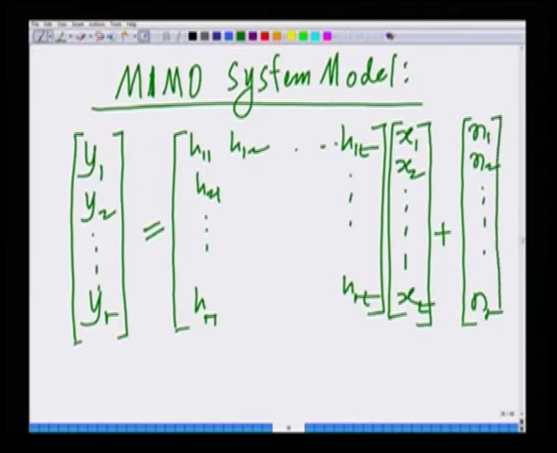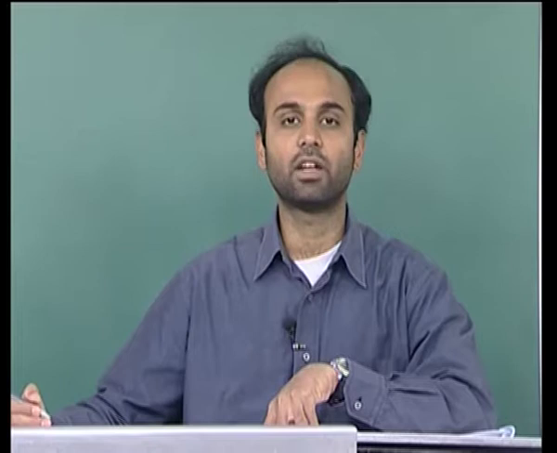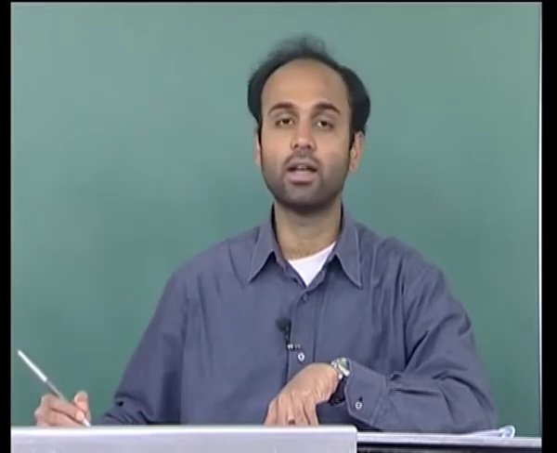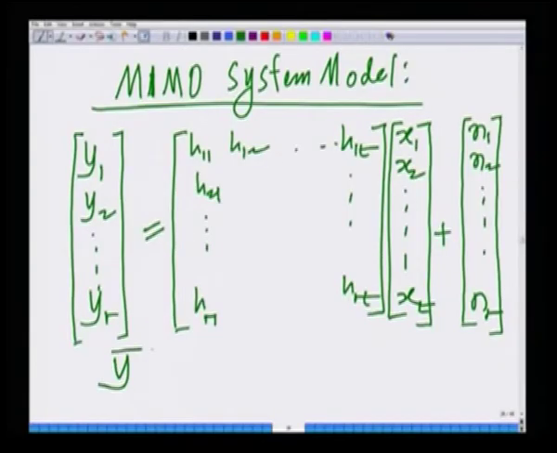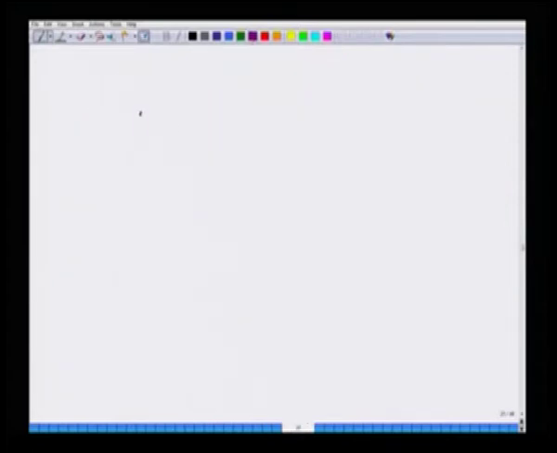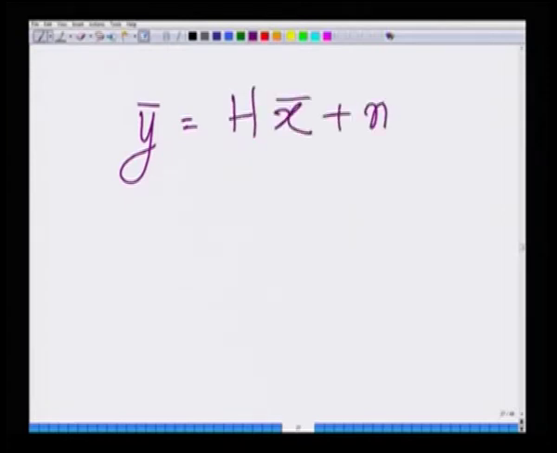At each of the receive antennas there is going to be noise. So, N1 is the noise at receive antenna 1, N2 is the noise at receive antenna 2, so on up to NR, which is the noise at receive antenna R. So, I can represent this as Y bar equals matrix H times X bar plus N bar. Let me write this down again succinctly over here. Y bar equals H X bar plus N bar.